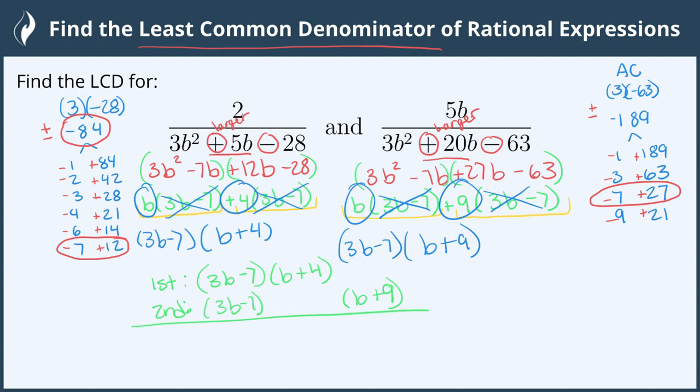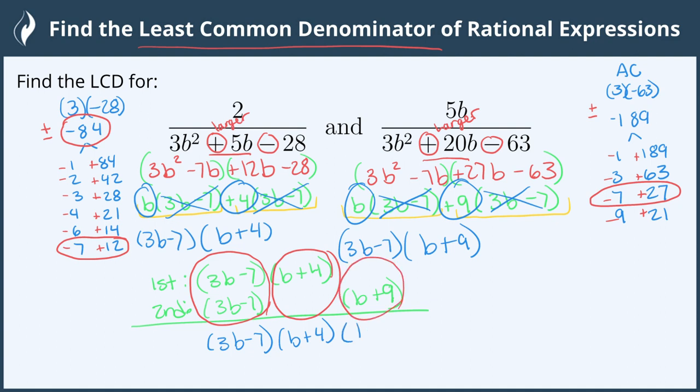Now we're going to find all of those that are in common. Here we have one in common, so we only need one of these, 3b minus 7. The b plus 4 is all alone, so we need one of those, b plus 4. And the last one, b plus 9, there's only one of those, so we will take the b plus 9. And there we go. Our least common denominator is 3b minus 7 times b plus 4 times b plus 9. And we're all done.